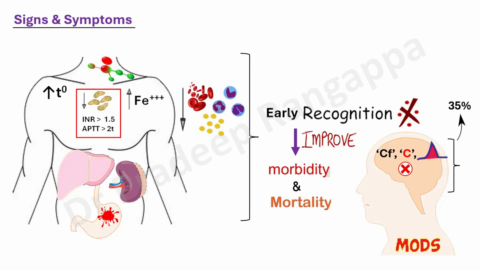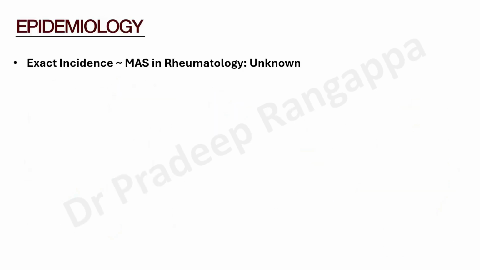So symptoms or signs can be pretty much similar to sepsis, but look for lymphadenopathy, look for organomegaly and ferritin. Because for all the viral infections that come to our ICU with organ dysfunction, or rickettsial infection, do a ferritin, because ferritin is a good marker to tell you whether one has to suspect HLH or macrophage activation syndrome.